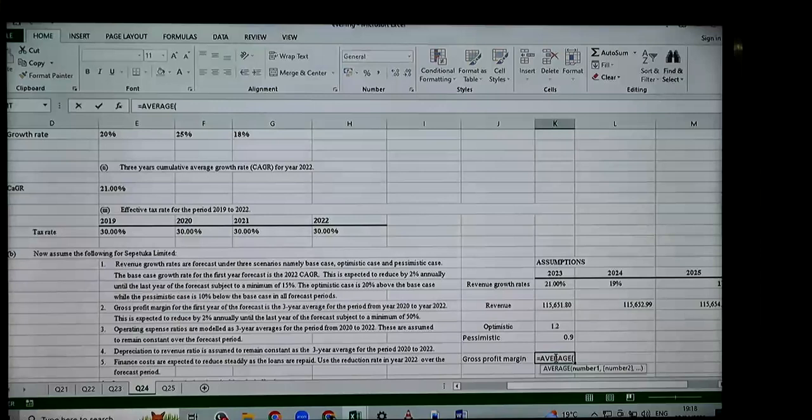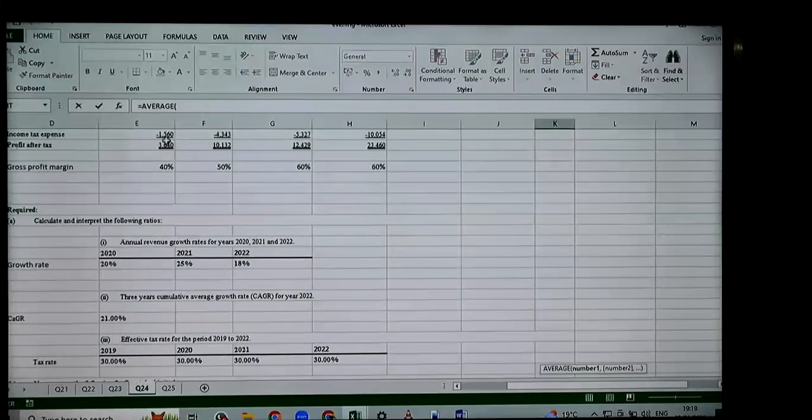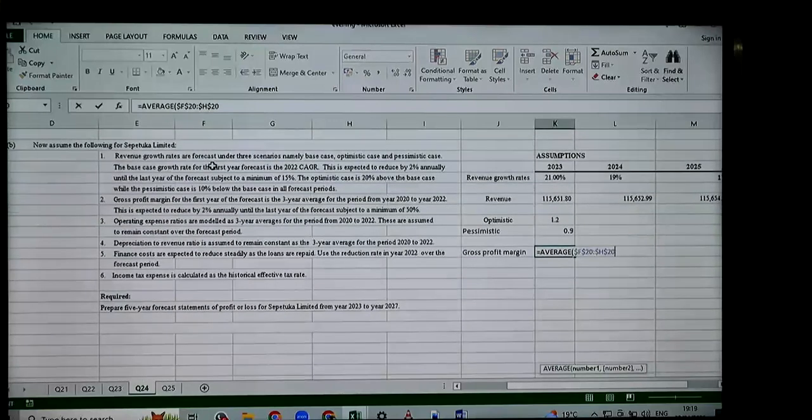We press tab. So we will select our gross profit margin here. From 2020, this started from 2019. So we start from here, shift, then F4, then enter. Isn't it? And I'll do 2 decimal places so that we really know where it is, isn't it?